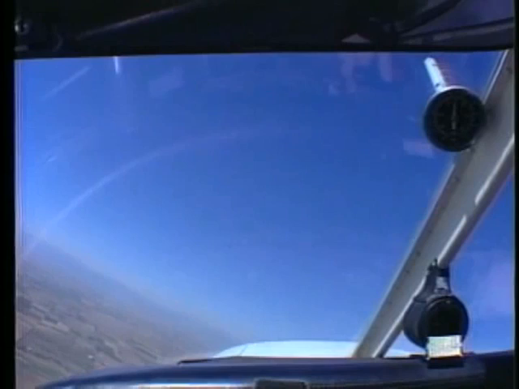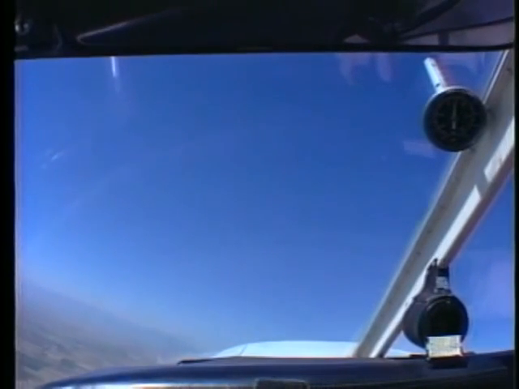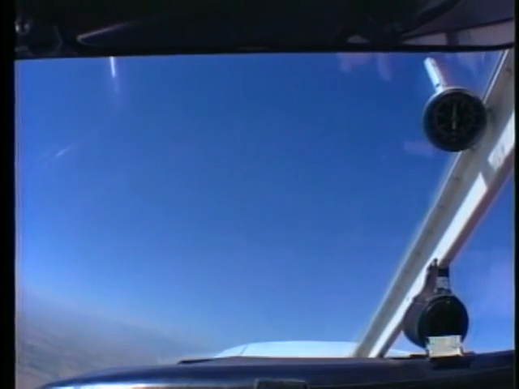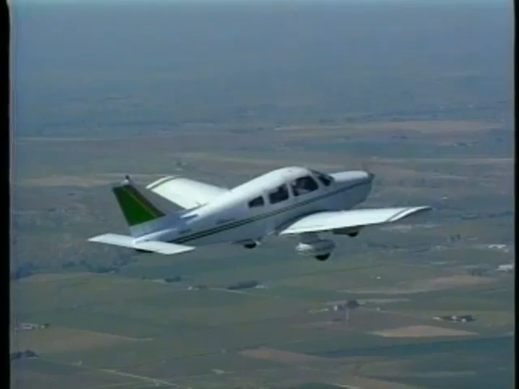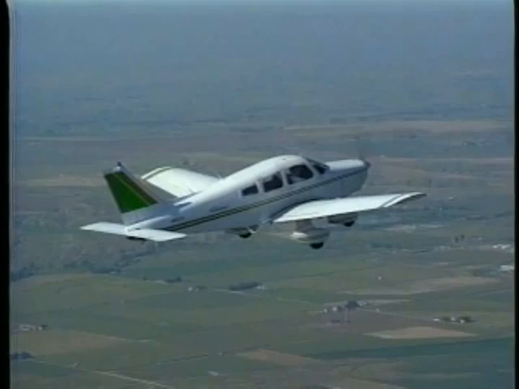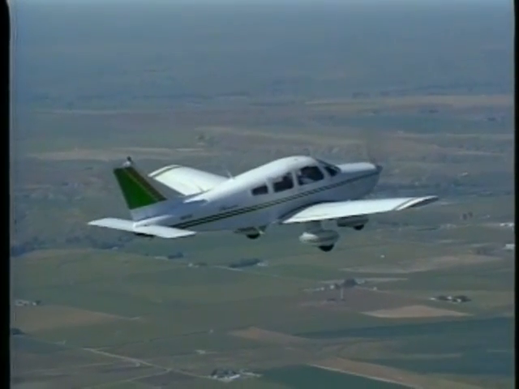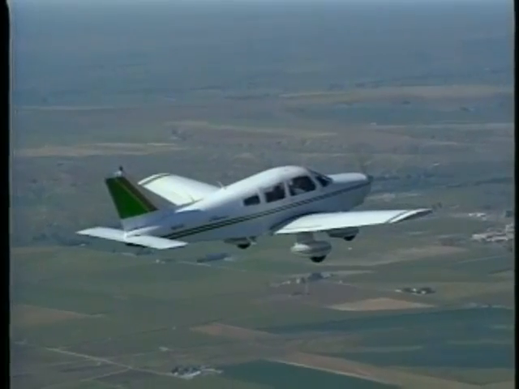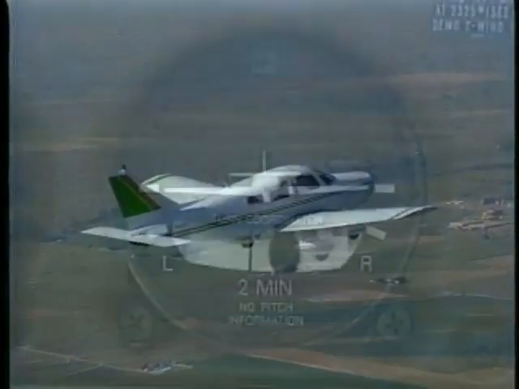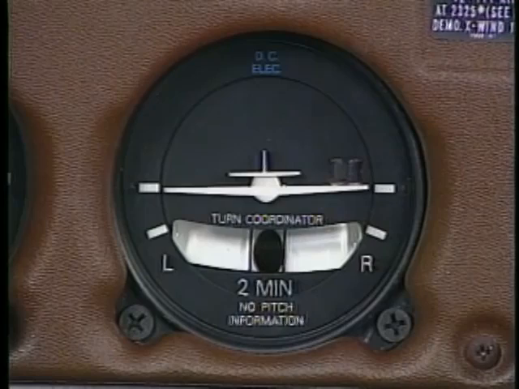At the rollout point, the controls will feel mushy due to the low airflow over them, and more deflection will be needed to control the airplane. You'll also experience the left-turning tendencies produced by P-factor and spiraling slipstream. As with any phase of flight, control the adverse yaw by referring to the turn coordinator and keeping the ball centered.